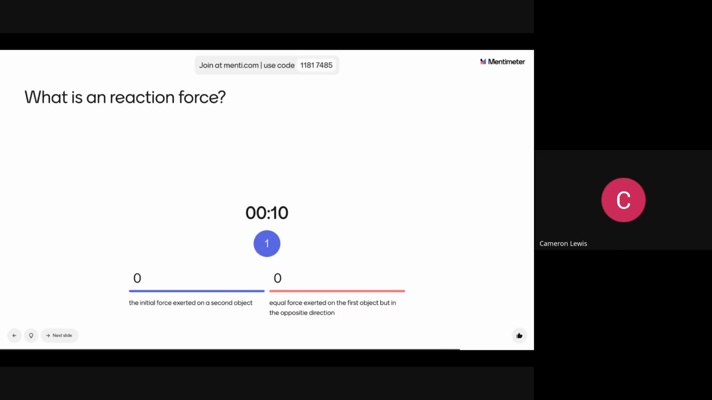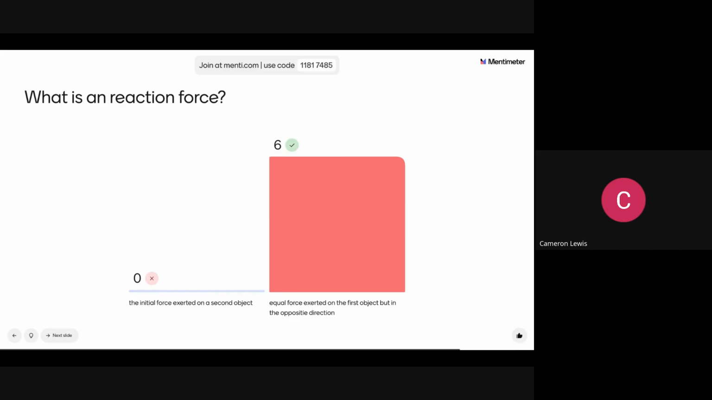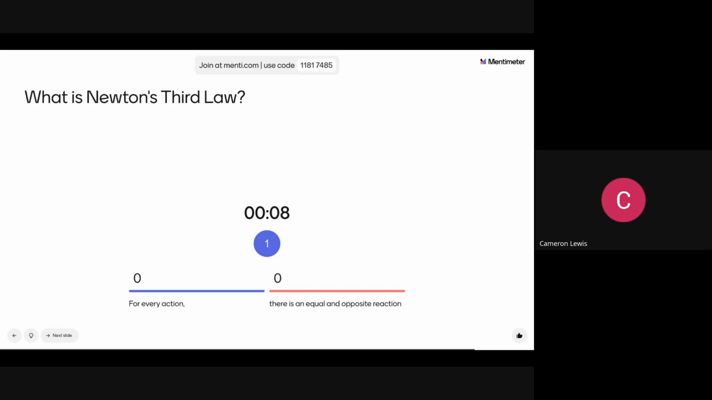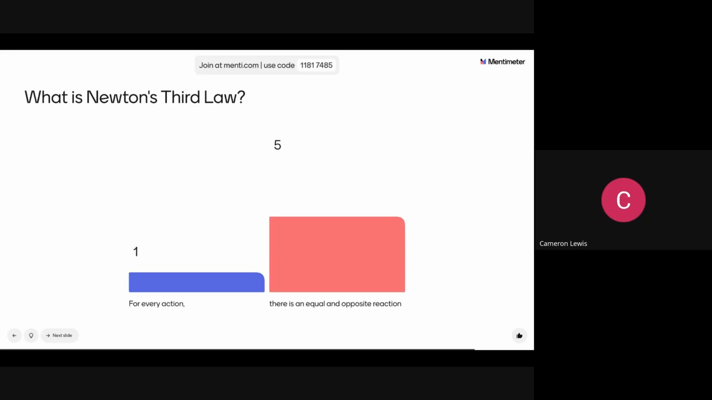Now, what is the reaction force? Is it the initial force exerted on the second object, or is it the equal force exerted on the first object in the opposite direction? 100%. It's the equal force exerted on the first object, but in the opposite direction. Now, understanding action force and reaction force, what is Newton's third law? For every action, there is an equal and opposite reaction. That is Newton's third law altogether.